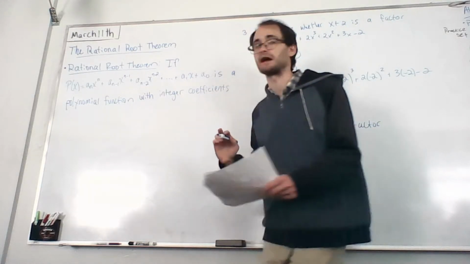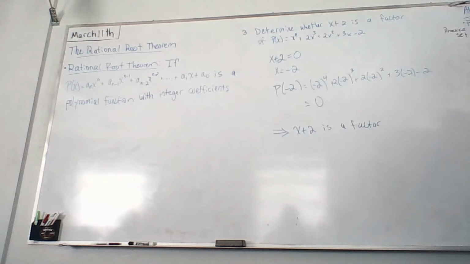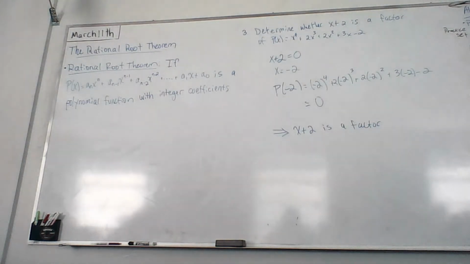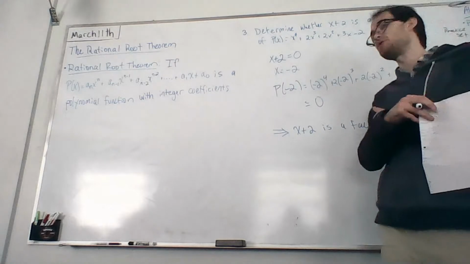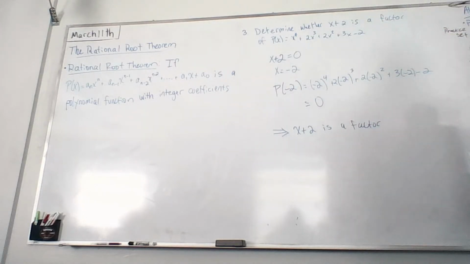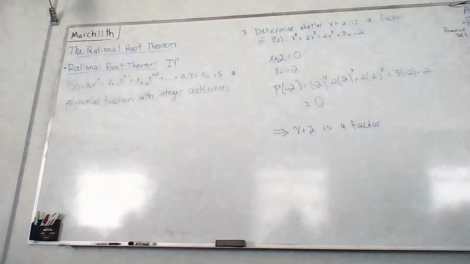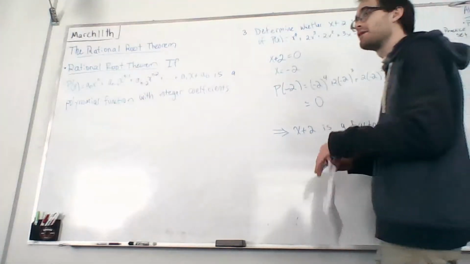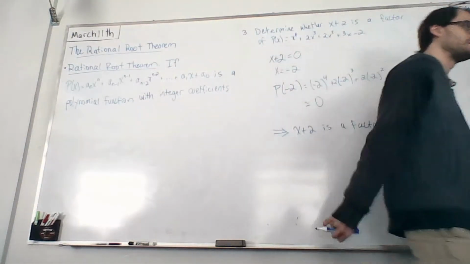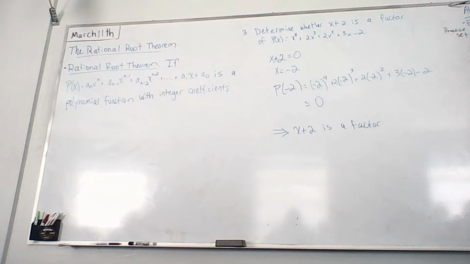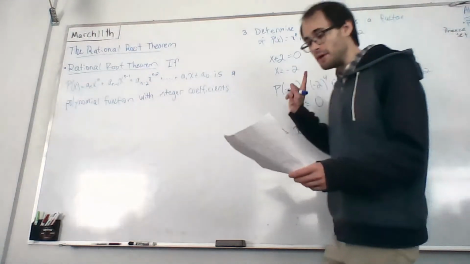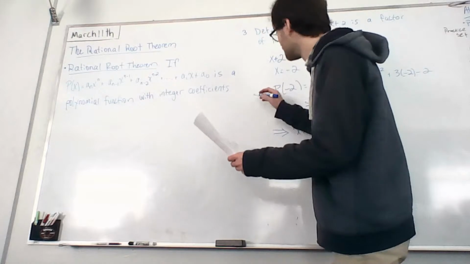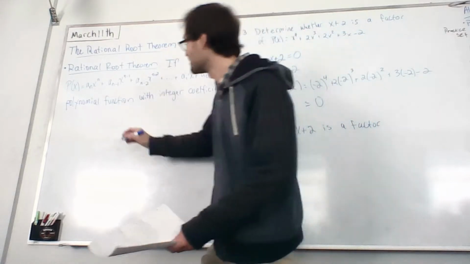No fractions, correct. So to be precise, the integers are any positive or negative whole number. So it could be 2, 5, 20, 37, or it could be negative 25, negative 117, anything like that. No fractions. No square roots. None of that scary business. Okay, so if I have a polynomial of that form, then the following is true.